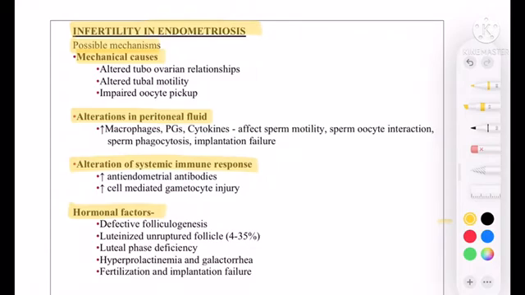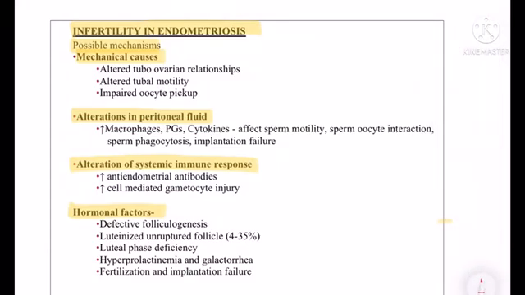Okay, so in case of mechanical causes, what happens? There will be an altered tubo-ovarian relationship. For example, this is the ovary, this is the fimbria, and this is the fallopian tube. If there is adhesion because of long-standing endometriosis, for example in this area, or here there is a formation of adhesion between the endometriosis particle and the surrounding tissues, then because of the adhesion, the normal relationship between the fallopian tube and the ovary becomes disturbed.